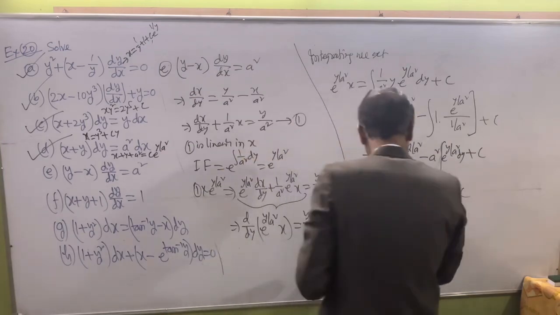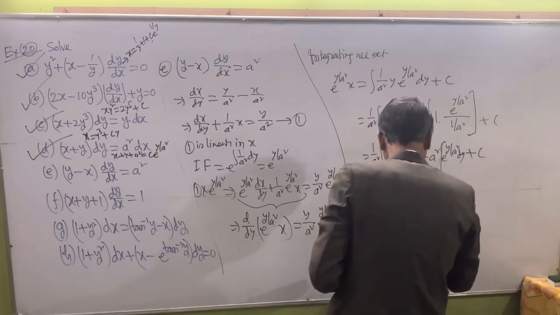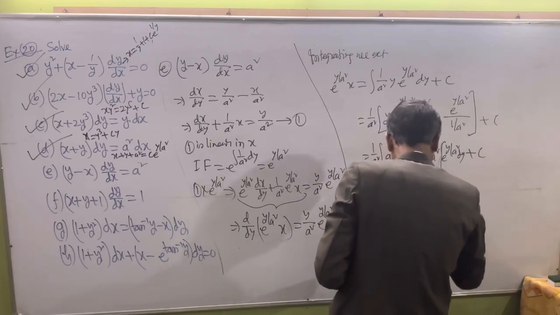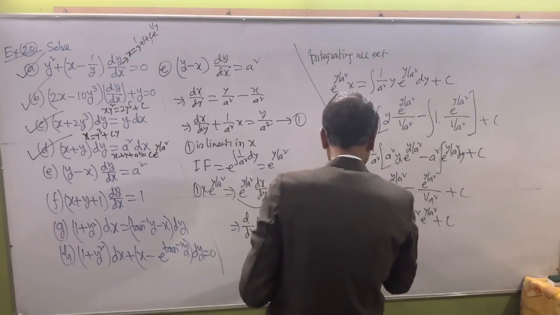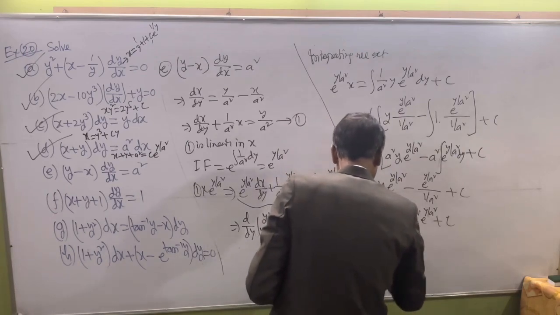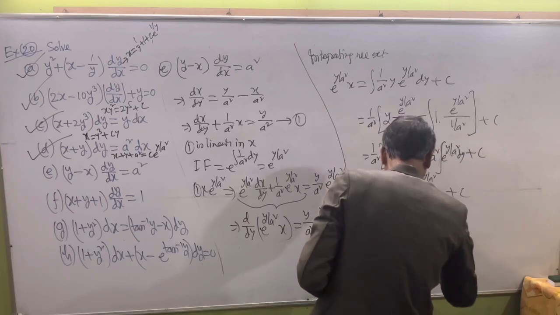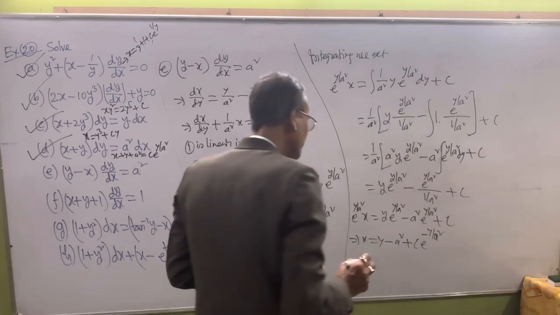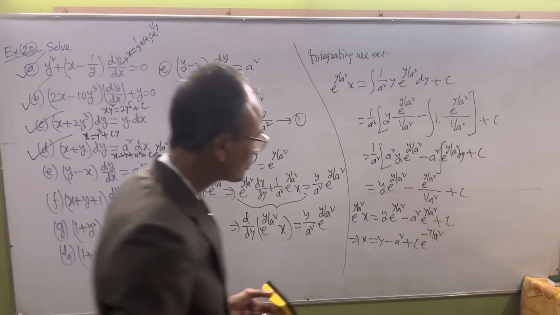This is equal to y e to the power y by a square minus a square e to the power y by a square plus c. And in the left hand side it was y by a square x, or x equal to y minus a square plus c e to the power minus y by a square. This is the solution of the given differential equation.